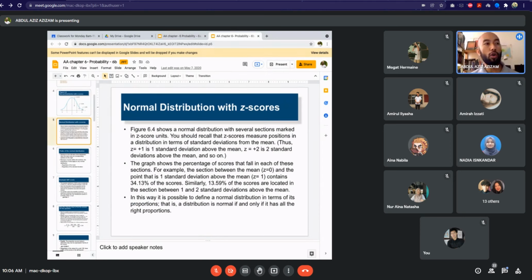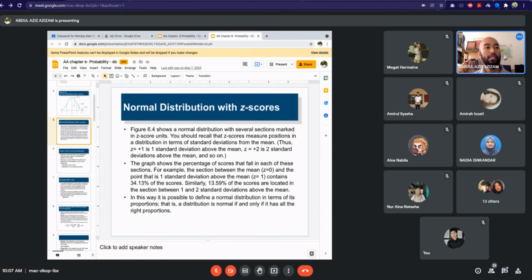You should recall that z-score measures position in a distribution in terms of standard deviation from the mean. Okay. Z-score plus 1 is 1 standard deviation above the mean. Z-score equal to positive 2 is 2 standard deviations above the mean, and so on. The graph shows the percentage of scores that fall in each of these sections.